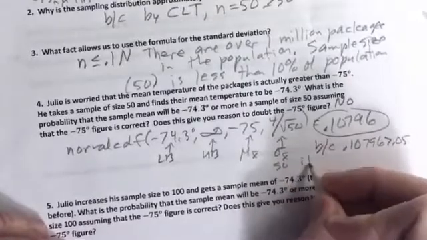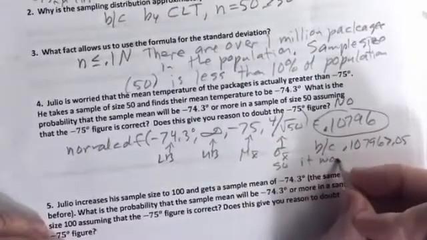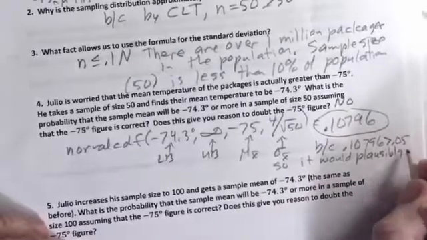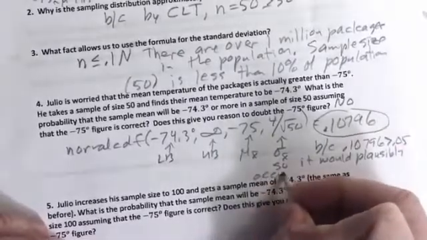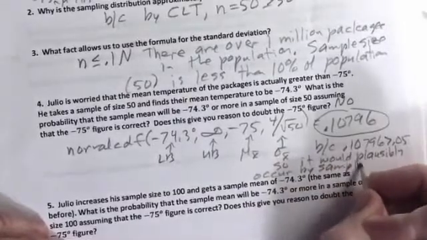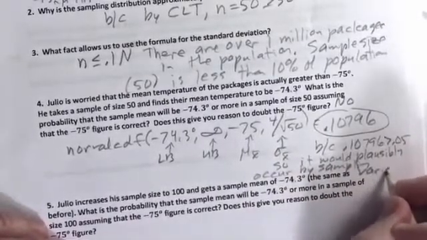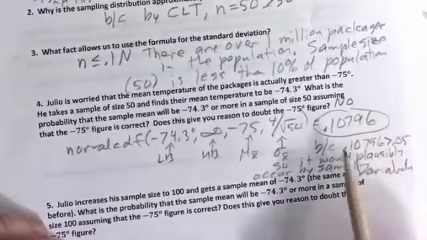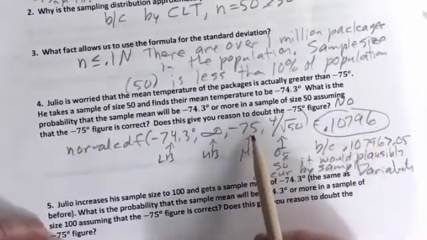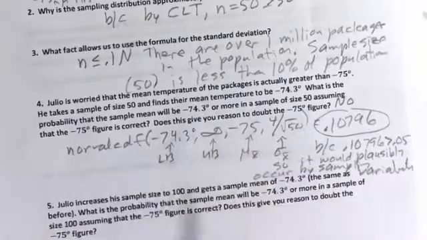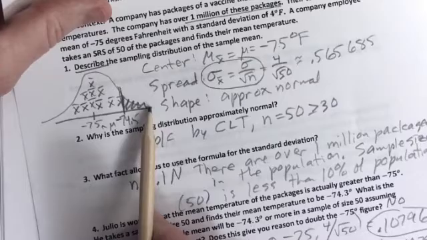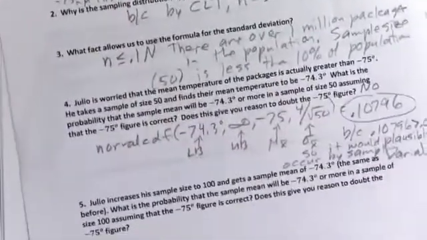So it would plausibly occur by sampling variability, in other words, just by random chance. If this probability here was below 0.05, that would give us reason to doubt this figure. In other words, our X bar would be so far out on the tail that it would be just really unusual for it to occur just by random chance.